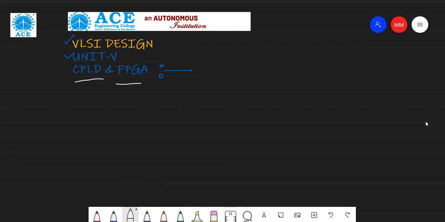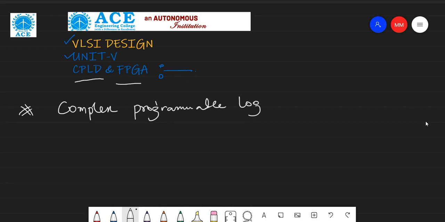Okay, so let us see first CPLD, that is complex programmable logic devices. Okay, so in short we will call it CPLD, right?